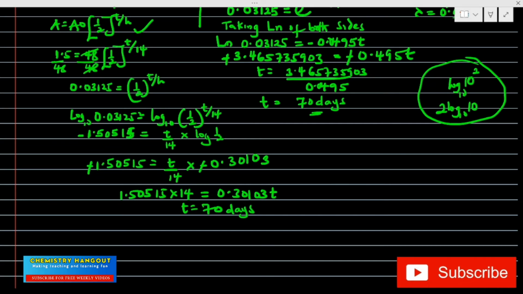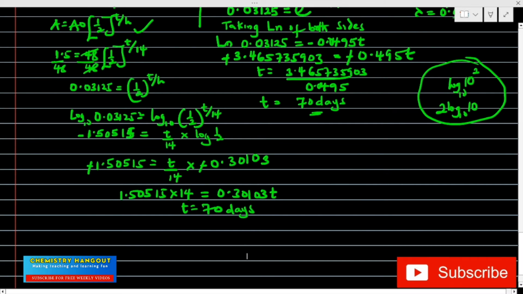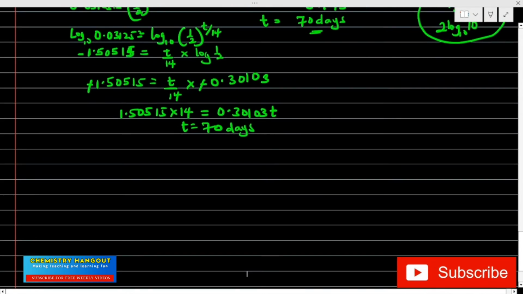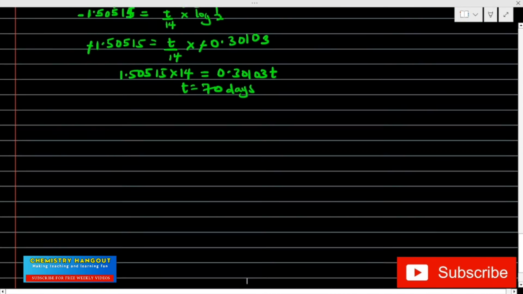Guys, so if you are taking WAEC, you can solve using the first one. You can solve using the second one. Very, very important. But if you are taking JAMB, look at that question. You are taking JAMB.